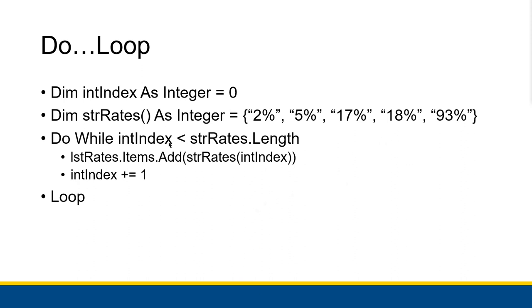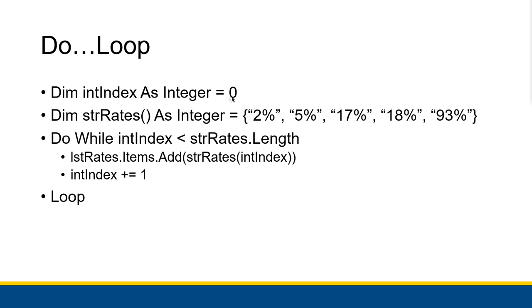Now, I could say do while int index is less than or equal to stringRates.GetUpperBound passing in 0, and that would evaluate to 4 and then essentially run until int index is no longer 4. It runs when int index is 4, and then as soon as int index becomes 5, the condition is false and all that kind of stuff. But this is just a lot faster to type, so I'm choosing to do this for this example. But that's what we do.